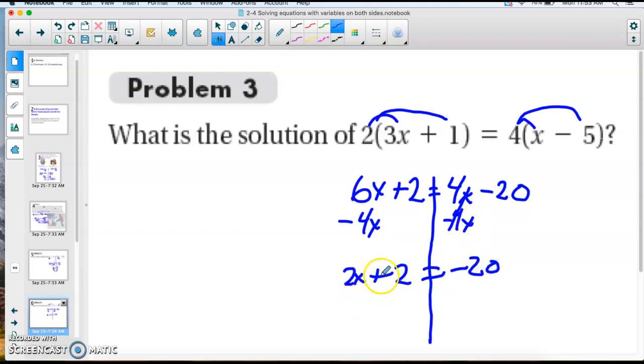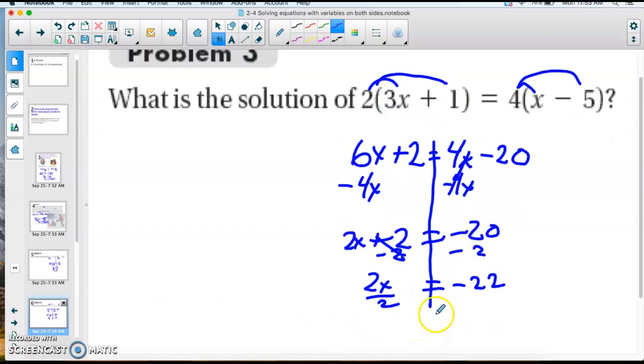All right, remember we got to start getting the junk off of this side, so we get 2x, we're going to subtract 2, right? Now careful here, because most people will say 18. Wrong. Negative 20 minus 2 is going to actually get you negative 22. Here we're going 2 more in the negative direction, and then we divide by 2, and we end up with x equals negative 11. Don't forget about your negative sign.